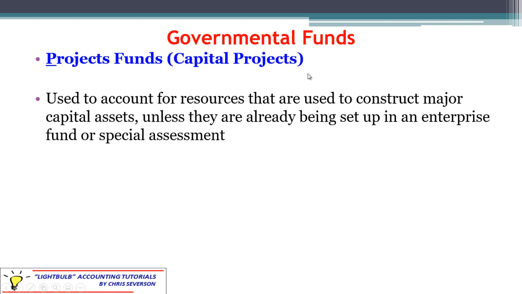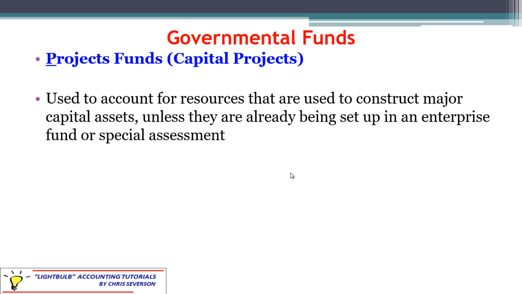Projects Fund, or the Capital Projects Fund, this is where you have obviously a capital project, a long-term capital asset you're in the process of building. And that's the key thing. It's still a project, so it hasn't been completed yet. So you're working on it, you're trying to get it built, and this is where you're accounting for all those resources that are coming in for that.